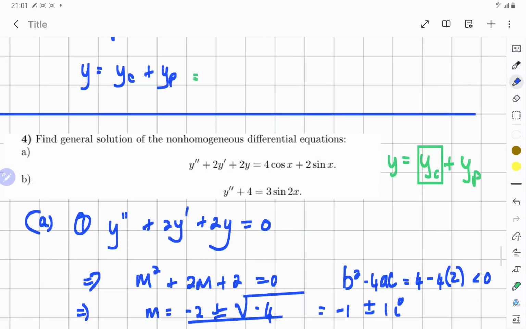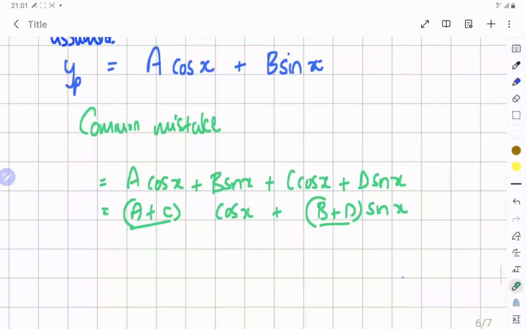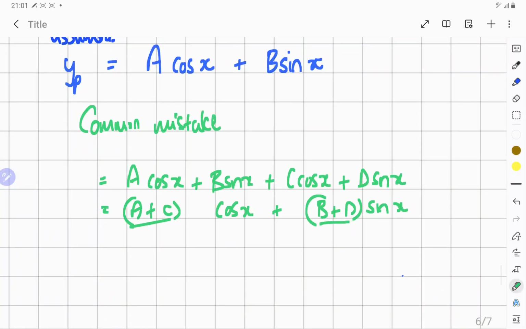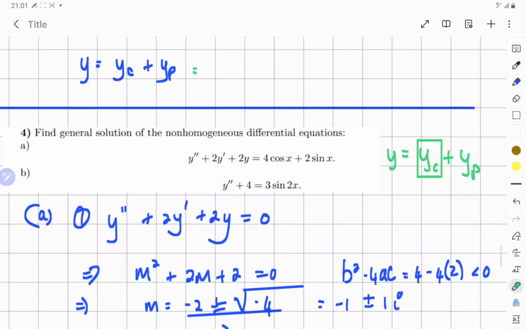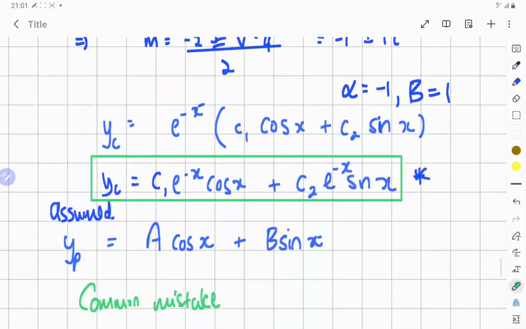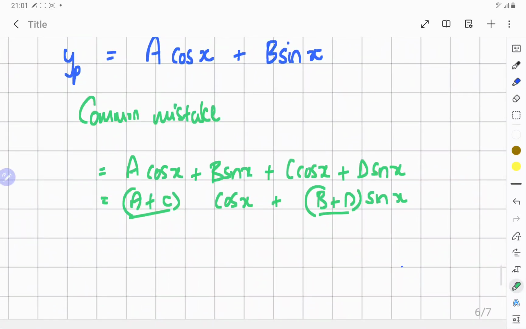Now let's look at our form for g(x). We see that we have 4 cos x plus 2 sine x. Now, what I said earlier from the table, the corresponding y particular form for 4 cos x will be a cos x plus b sine x. But now I'm going to say a very important thing. Then the corresponding form for 2 sine x will be, now this is a common mistake what students make, c cos x plus d sine x.